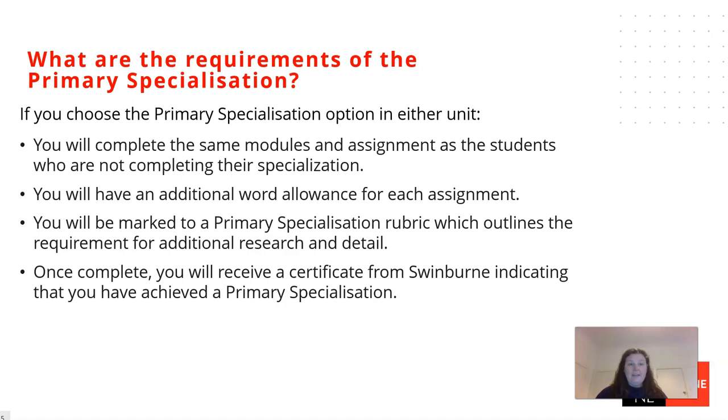Once you have completed your primary specialisation within one of those units, you'll get a certificate to say that you have achieved a primary specialisation. So it won't be on your transcript, it will be as a separate certificate stating that you have achieved a specialisation in maths or a specialisation in English, and if you choose to do both of those specialisations, you'll get 2 certificates.